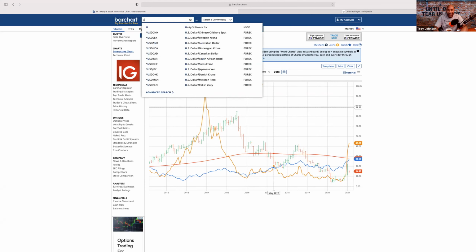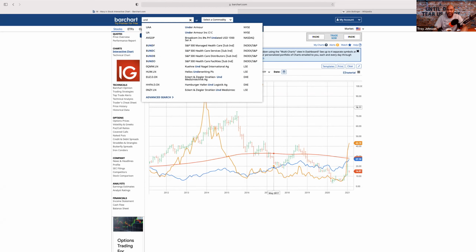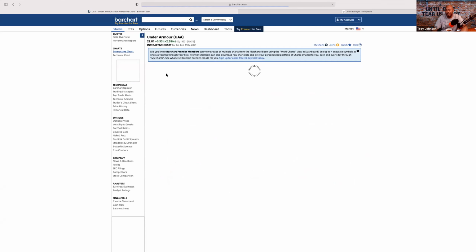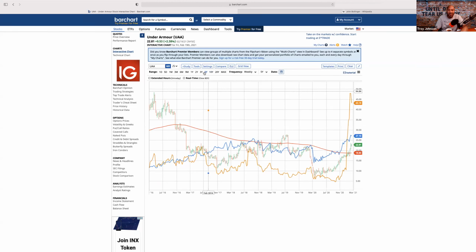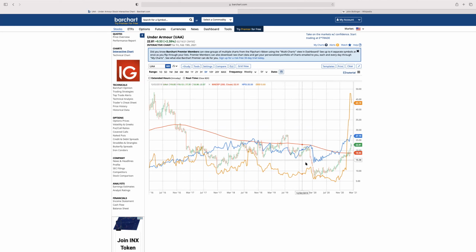What else? Did we look at Under Armour? Let's see how Under Armour is performing to the 200-day. Ignore the orange and the red. Where's the 200-day? I don't even see it. Let me see if I can go out. Let me go 5 year. There's 5 years. Here's the 200-day. Would you buy Under Armour? Nah. So that's what the technicals do for you.